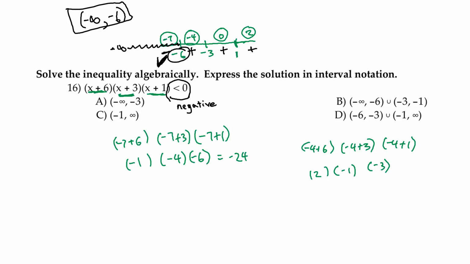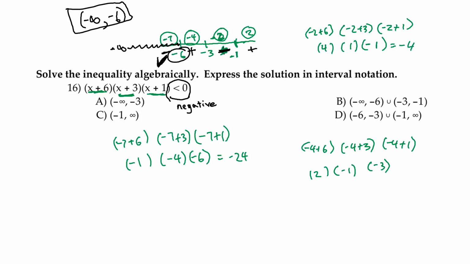Actually, I just realized I made a mistake. This should have been a negative 1, in which case our test value would have been a negative 2. So let's redo this part. If we input a negative 2, it turns out that we would have negative 2 plus 6 times negative 2 plus 3 times negative 2 plus 1. So this is going to be a positive 4, this is a positive 1, and that's a negative 1. So when we multiply this out, this gives us a negative 4, which means that on this interval, we actually end up with a negative answer.